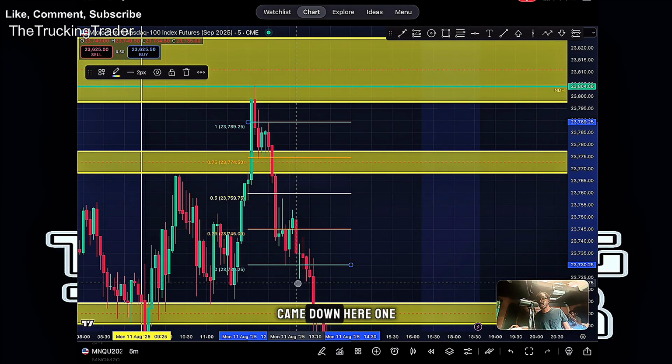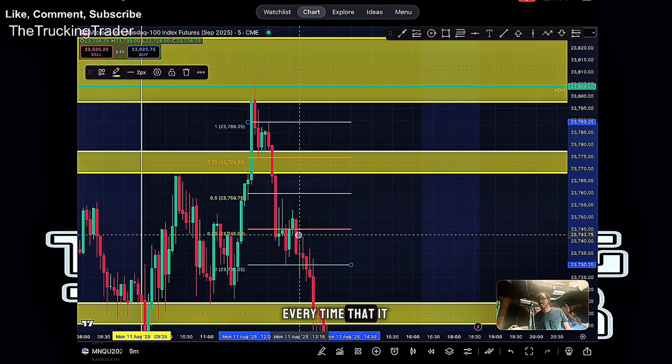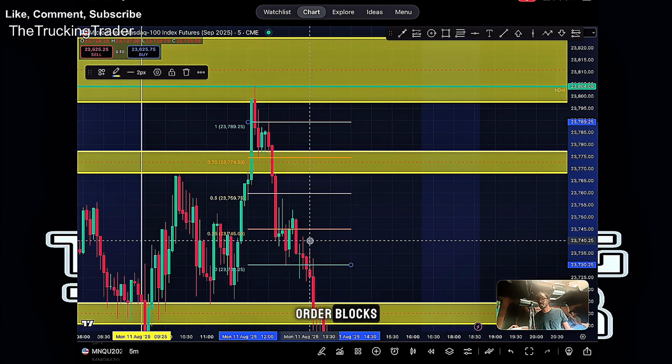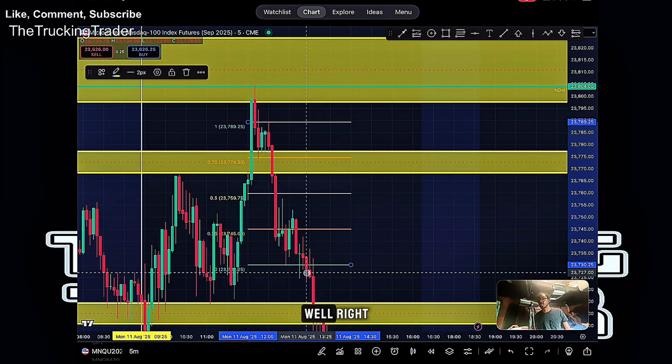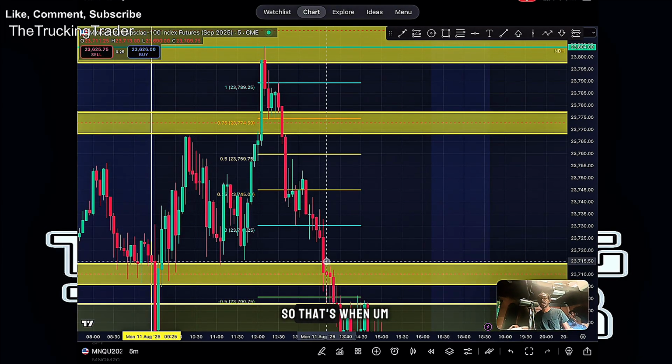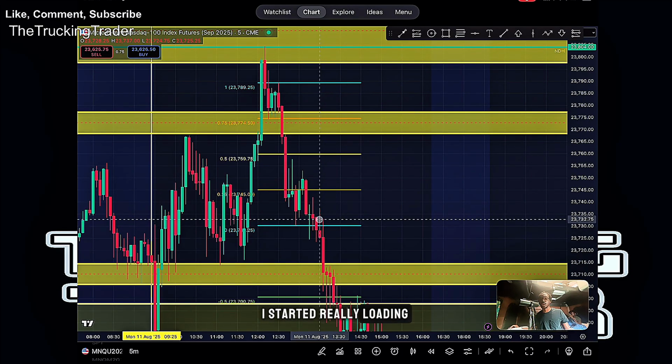And then when price came down here one more time, every time that it came back up to the midpoint of these order blocks, these two right here, we couldn't get over these two as well, right? So that's when I started really loading up.